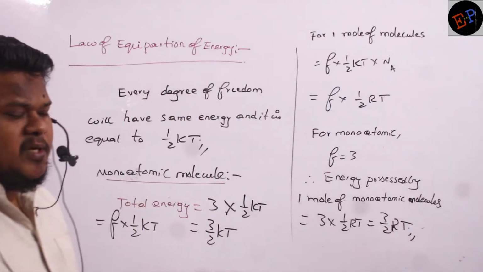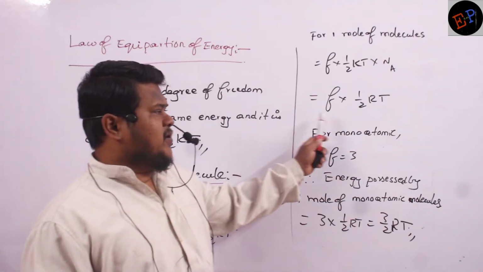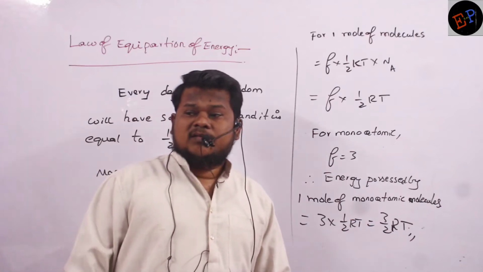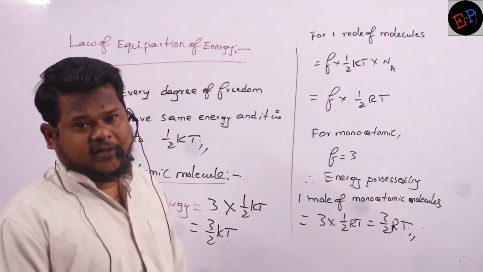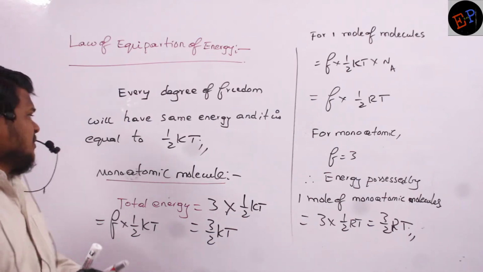Understood, no? Similarly for diatomic, F into half RT. So 5 by 2 RT. For triatomic, 6 by 2 RT, 3 RT. Understood, no? Like this you can write. So write down.